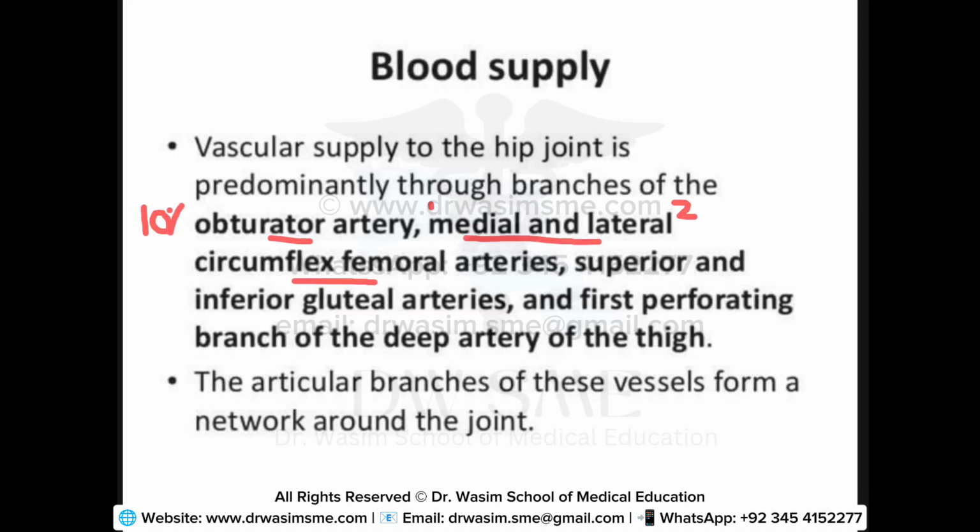Now, there could be another MCQ: which is the predominant artery in children? Then the answer will be the obturator artery. And if they ask you which of the medial and lateral has the higher percentage of supply, then that would be the medial. So there are different MCQs which you need to understand regarding the blood supply of the hip joint. And all of these vessels form a network of thick anastomosis around the hip joint.